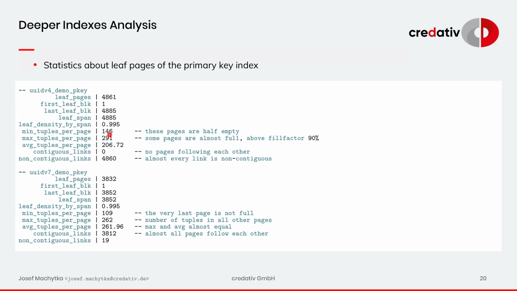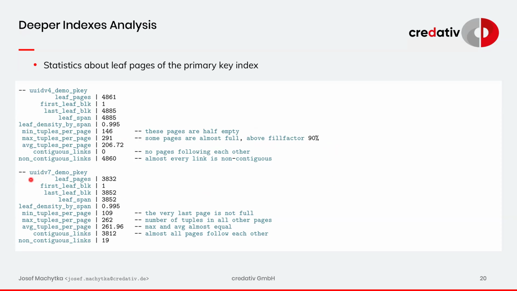And when I dive deeper into those numbers, this 146 count of tuples per index page means that these pages are half empty. What is interesting here is that some pages are almost full, above that default fill factor of 90%. So it was a very interesting finding that actually Postgres tries to use those pages, if necessary, even above that fill factor, although the amount of these pages is not that big.